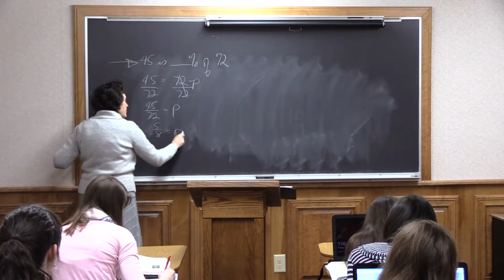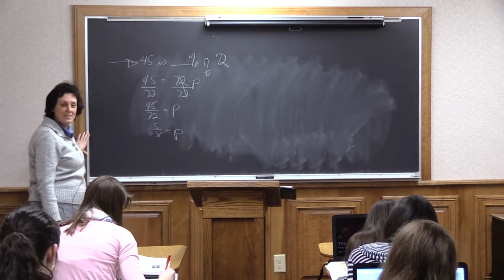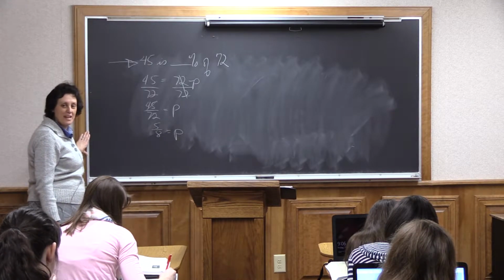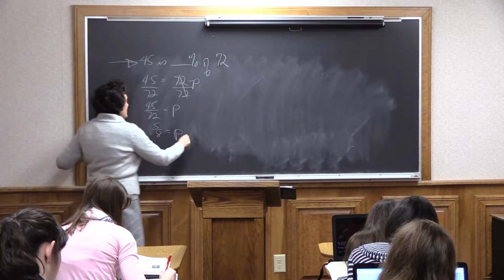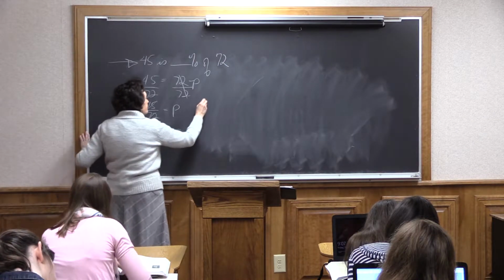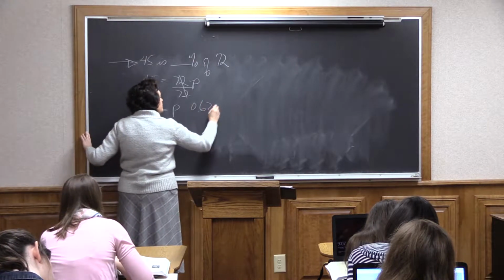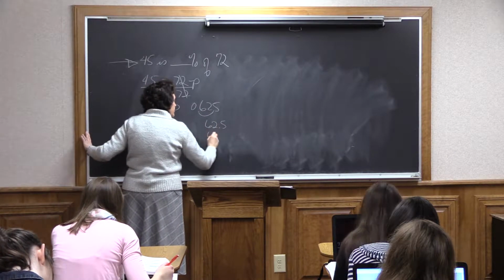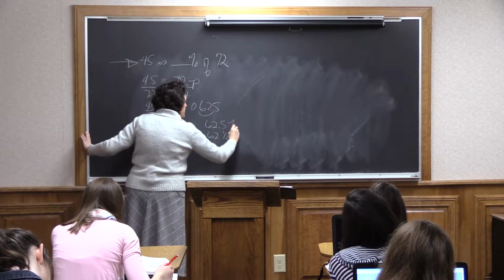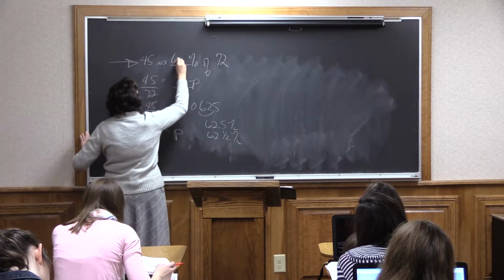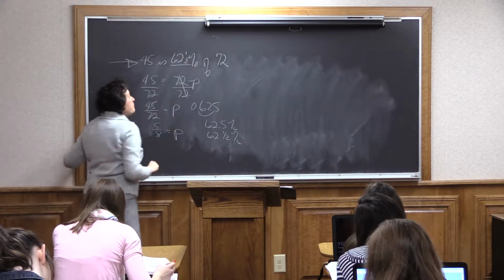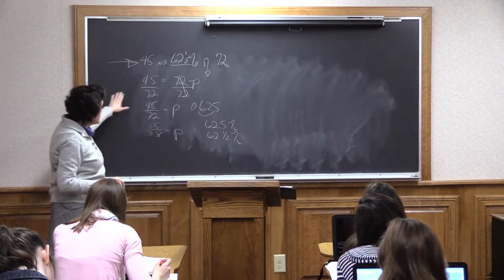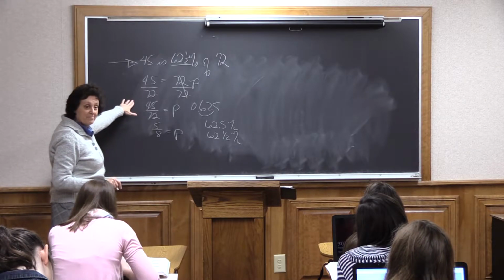5/8. Do you recognize 5/8? What is it? 62.5%. 5/8 is 0.625, so it's going to be 62.5 or 62.5%. Basic percent problems. Remember, we can solve it with an equation.